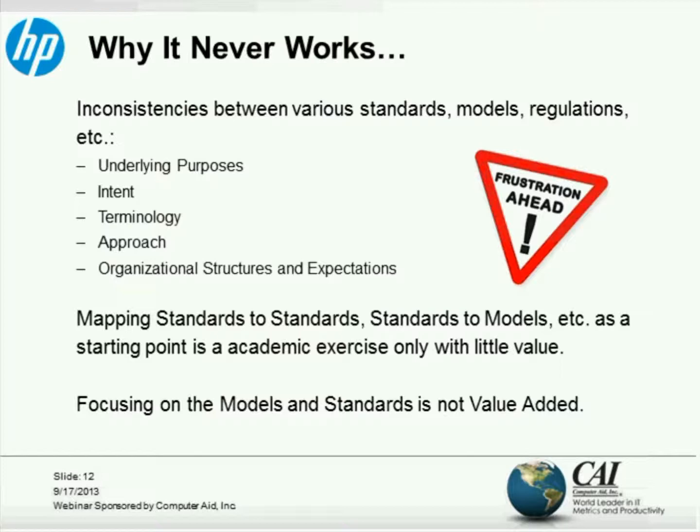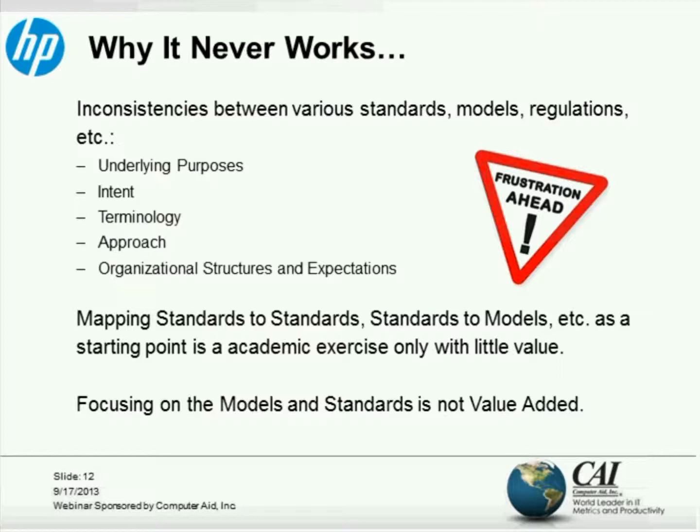And if you start from mapping the models and standards to each other, then you come up with an academic exercise, because just about anybody can map models to standards to regulations, and if you have three people mapping those, you have three different maps. So it really doesn't provide the value needed in an organization to apply these various models and standards.